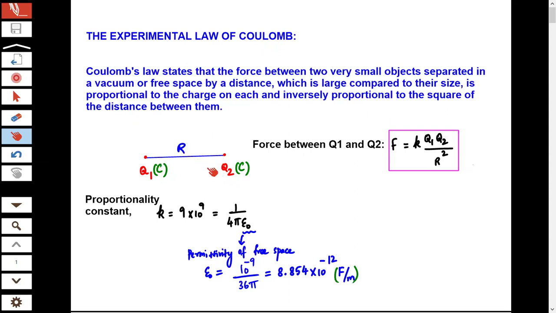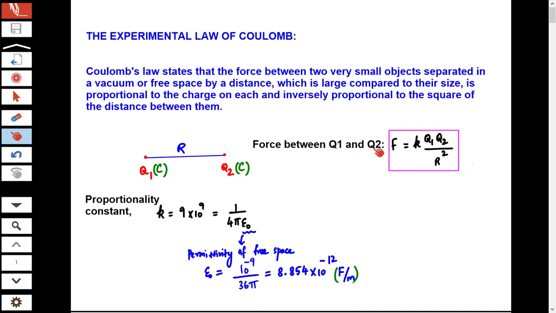Coulomb's law states that the force between two such very small objects separated in a vacuum or free space, where the distance of separation between them is very large compared to their size, is directly proportional to the magnitude of the charges and inversely proportional to the square of the distance between the two.